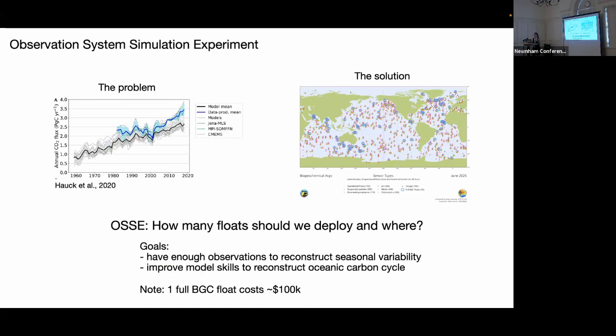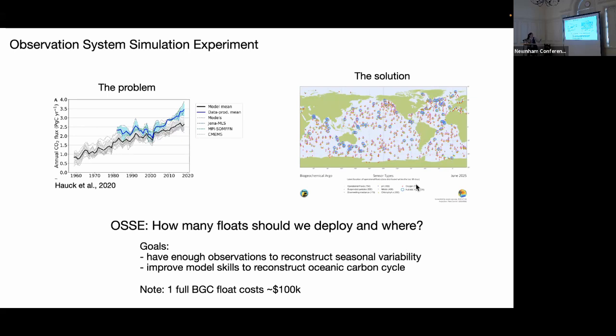So one solution is, okay, we need to increase our observational array, leveraging the fact that we now have biogeochemical floats. I guess I didn't say this, but once deployed, biogeochemical floats can live for 5 years. So we could deploy them in areas like the Southern Ocean, which are poorly sampled, and they could keep sampling that area for 5 years. The cycle can be 10 days or shorter, so they can really get to seasonal variability as well.